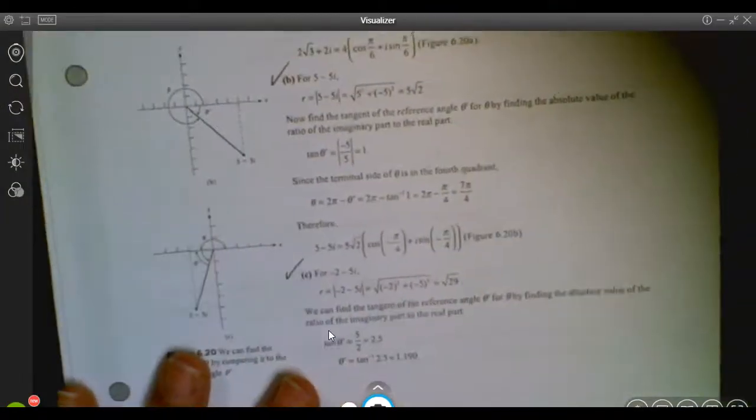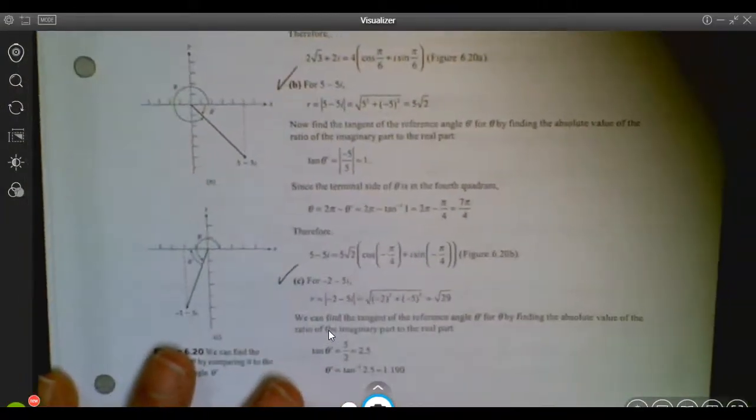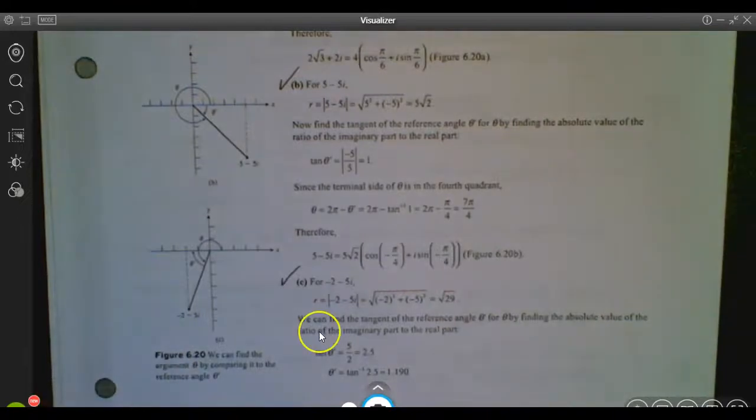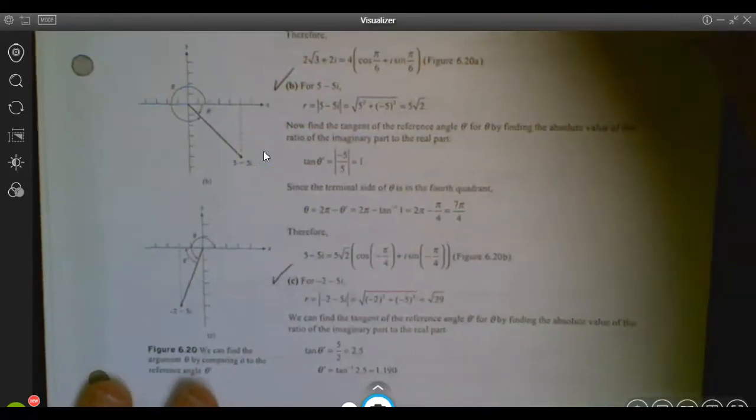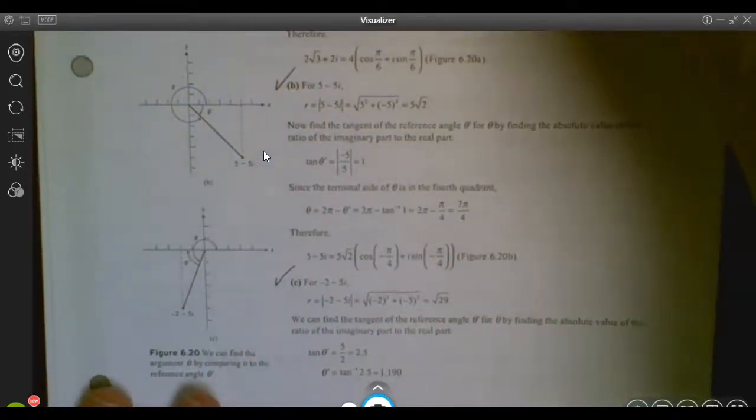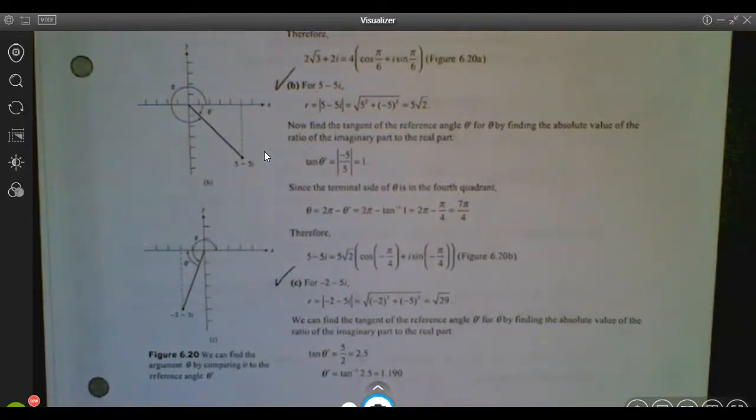I'm trying to give you multiple examples so you can see all the different cases you might run into. If you look at part B, notice this one is 5 minus 5i. If you were to look at this graphically, it's going 5 to the right on the real axis, and then down 5 on the imaginary y-axis. Okay, so that puts you at this point right here. So this is like point Z, right? This is what they were talking about on the previous page.